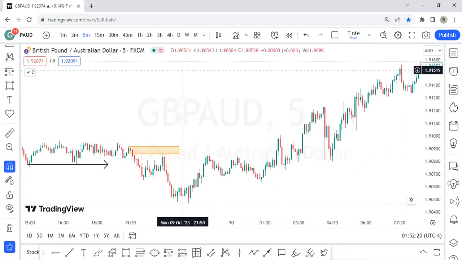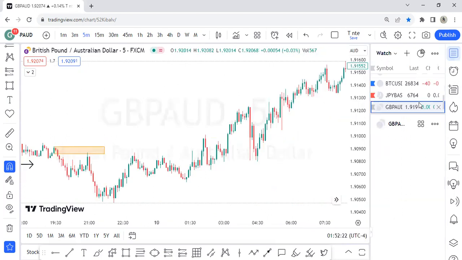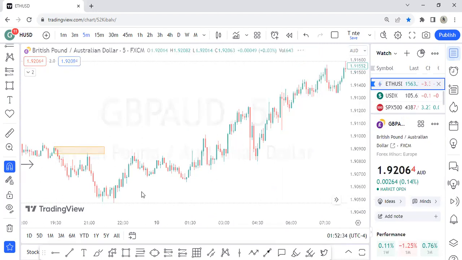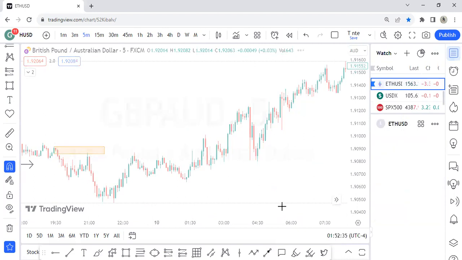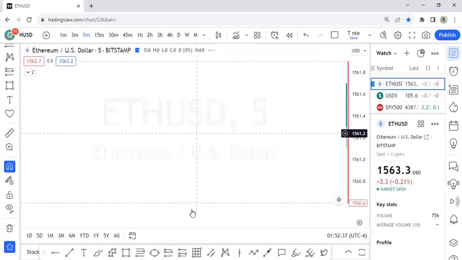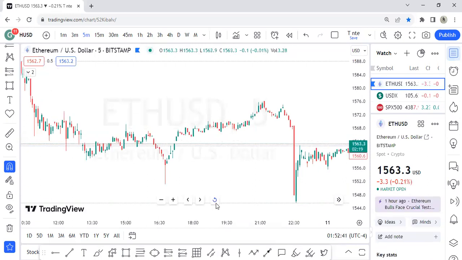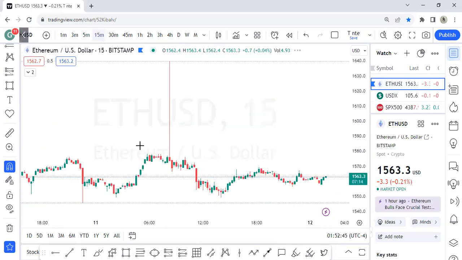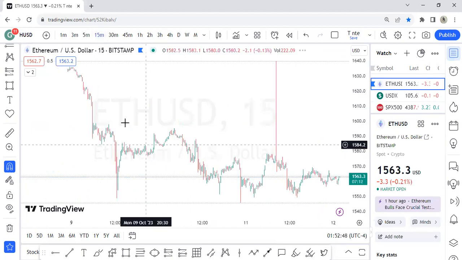Right? So let us look at a different pair this time around. Let's look at GJ. Okay, let's use Ethereum. All right, I think we should also reset this. Let's use a 15-minute chart. But Ethereum is printing crazy, crazy, crazy.